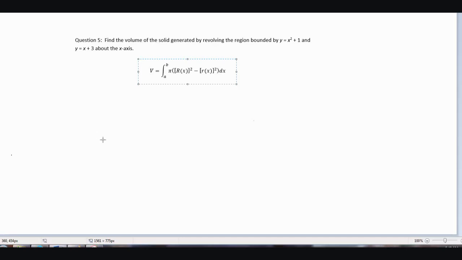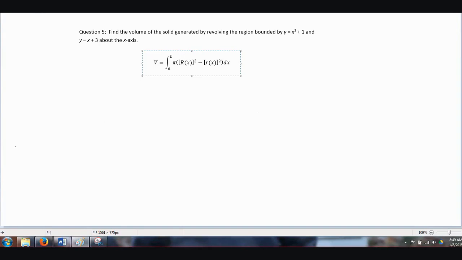Hi, we're going to solve a problem that's going to require us to use the washer method. And first, let's make sure I'm on a pen. Okay, so we want to find the volume of the solid generated by revolving the region bounded by y equals x squared plus 1 and y equals x plus 3 about the x-axis.